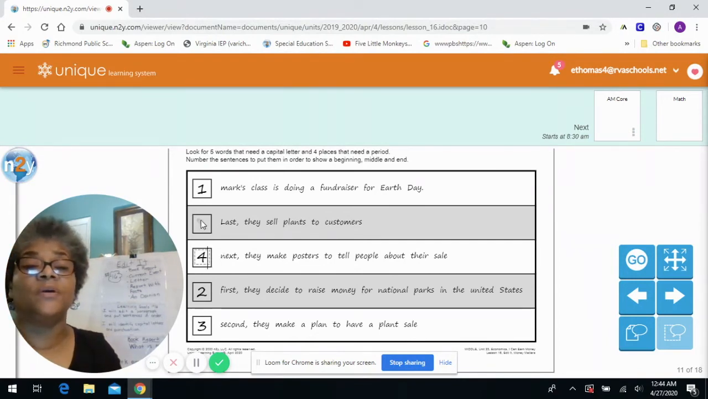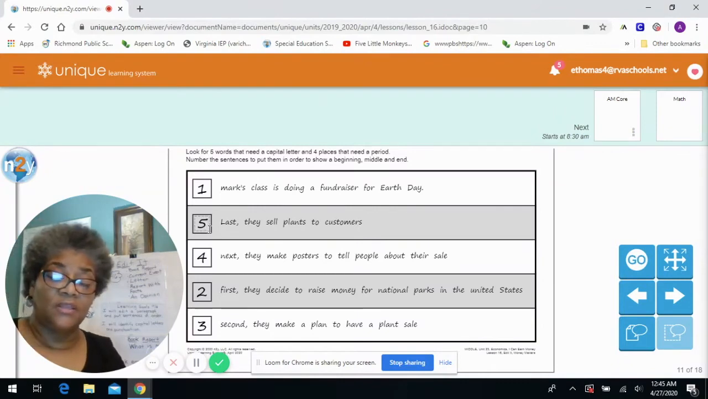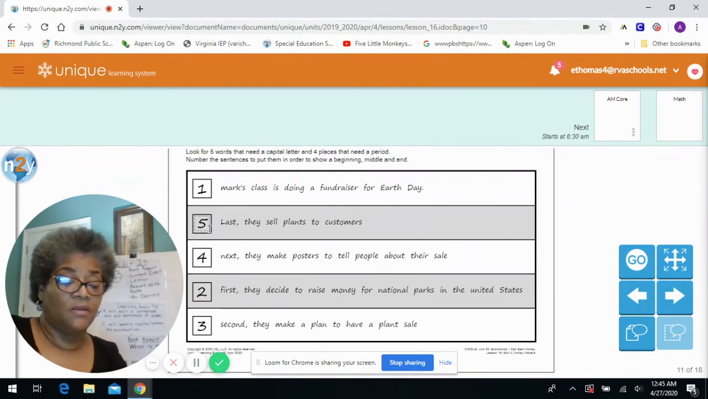Then the last one, number 5. Last, they sell plants to customers. So that's number 5. Last, they sell plants to customers. And they have a period at the end. So it's 1, 5, 4, 2, and 3.